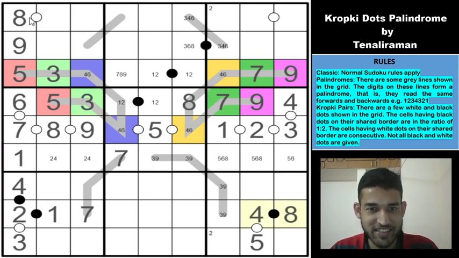Just this single deduction is giving us a lot of digits. So a 7 here, which means that this must be a 7. 7 must be in one of these cells, but to be consecutive to 8, we need to have a 7 here. 9 is ruled out.